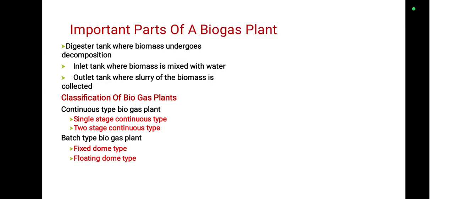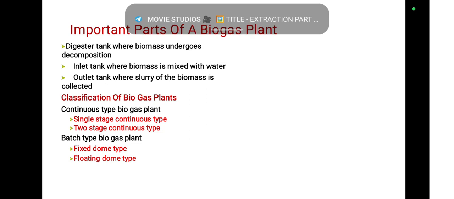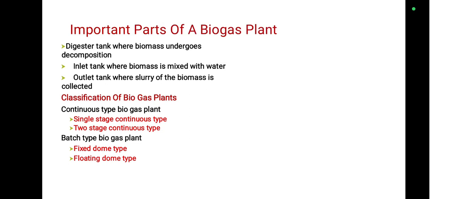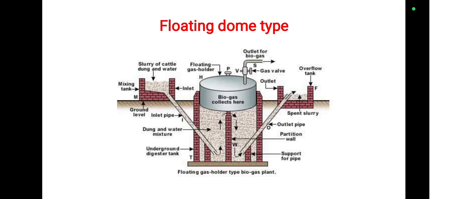Classification of biogas plants. Based on the continuous type, biogas plants are classified into two types: single stage continuous type and two stage continuous type. And batch type biogas plant is once again classified into fixed dome type and floating dome type. Here we are going to discuss the floating dome type.